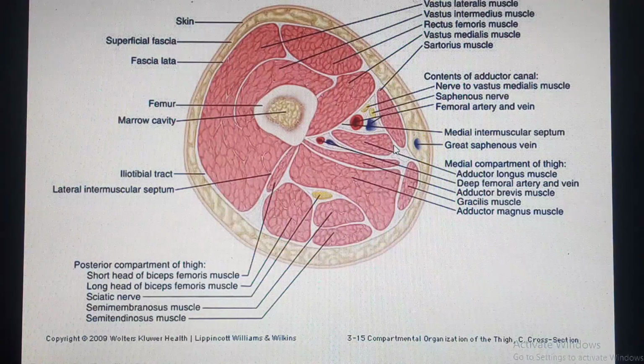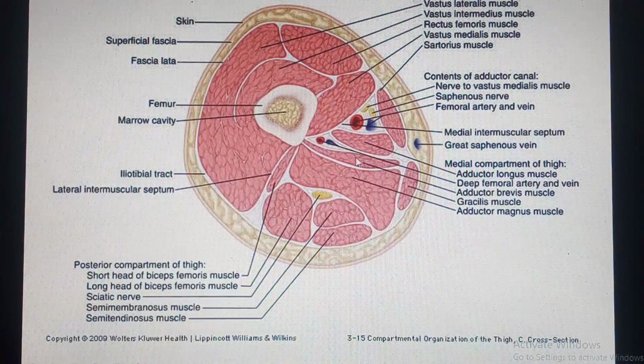Now again, we saw that from superficial to deep. Superficial means as you come closer to the skin in the medial aspect, then you are getting more superficial. So from superficial to deep, we saw this muscle known as the adductor longus muscle. That's the adductor longus muscle.